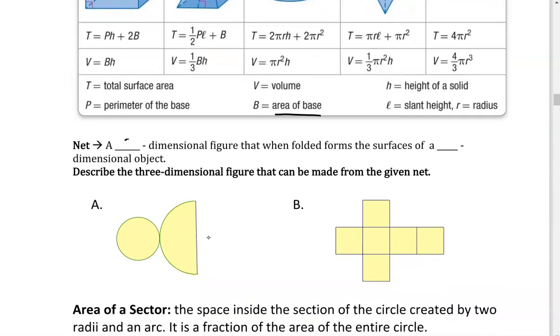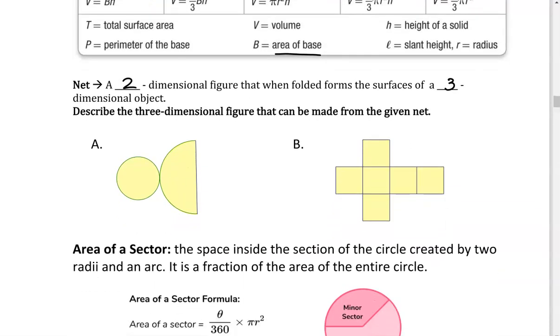A net is a two-dimensional figure that when folded forms a three-dimensional object. So this, if it were to curve around, with that circular base, this would come to a point and it would form a cone. And this, if it folded all up, it would become a cube.